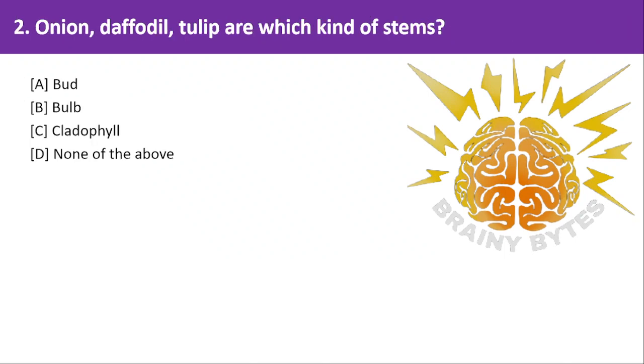Question number 2. Onion, daffodil, tulip are which kind of stems? Options: A. Bud, B. Bulb, C. Chlorophyll, D. None of the above. Correct answer is B. Bulb.